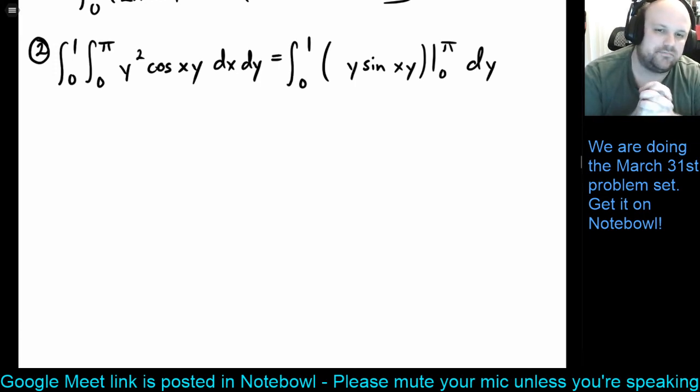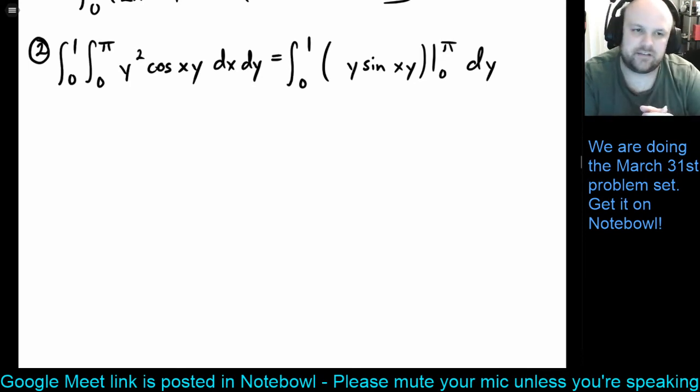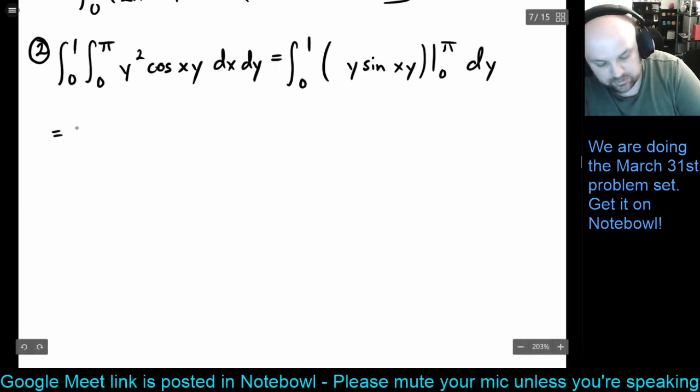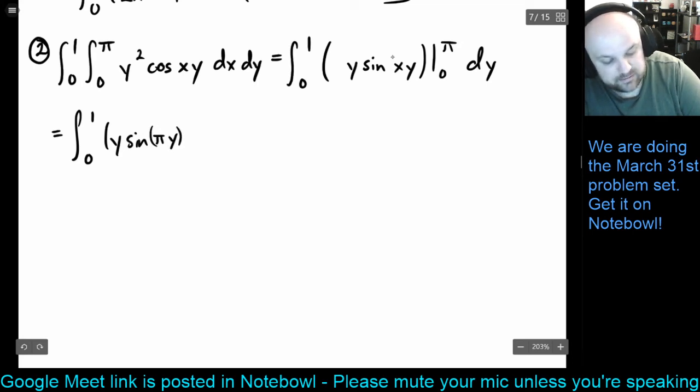This is kind of a u substitution integral, if you want to think about it that way. u would be x times y in this case, but we don't really need to go that far if you are a bit comfortable with it. Now that we got that, let's work out what the inside will be. We plug in pi for x, so we get y sine of pi y. And then plug in the 0. Sine of 0 is just 0, so actually this is all we get.